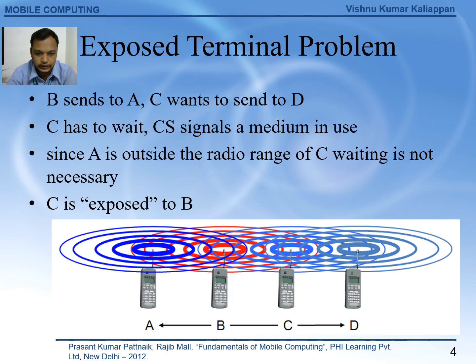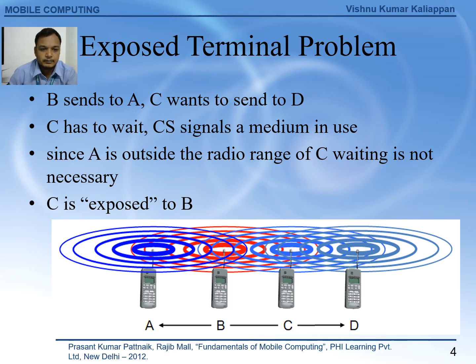B sends the data to A, and C wants to send the data to D. But node B and node C are in each other's coverage range. So even though the directions of data transmission are completely different, B is sending data to A and C is sending data to D, since these two nodes come under the coverage range, C cannot send the data to D. This kind of issue is called the exposed terminal problem.